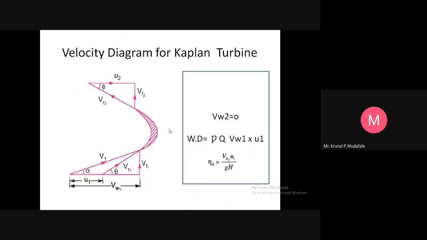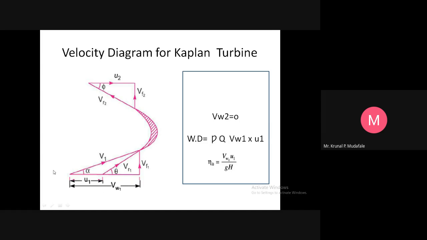Yes. So the next most important thing is the velocity diagram for the Kaplan turbine. As we know, the reaction turbine velocity triangle diagrams for the Kaplan and the Francis are the same. As we know that it is a radial flow, that means VW2 is zero. That will be the condition. If I want to find out the work done, the work done is nothing but rho into Q into VW1 into U1. Or for the hydraulic turbine efficiency, if VW2 is zero, then only VW1 into U1 divided by g into H is the efficiency.